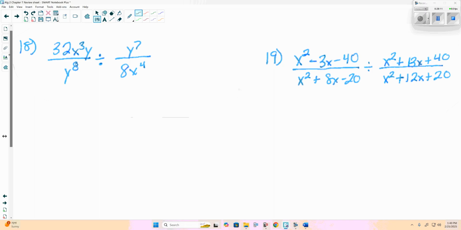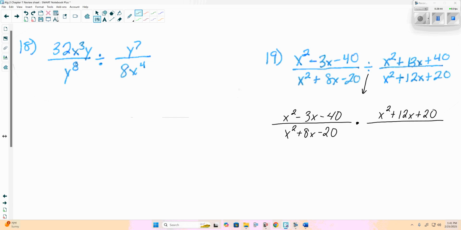I'm not going to focus too much on the monomials. I want to focus more on the polynomial equations. Now with division, our first step is going to be to keep, change, flip. We're going to keep the first rational expression the same. We're going to change it from division to multiplication and flip the second expression. Keep, change, flip.